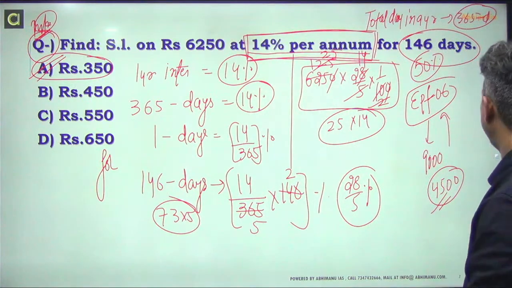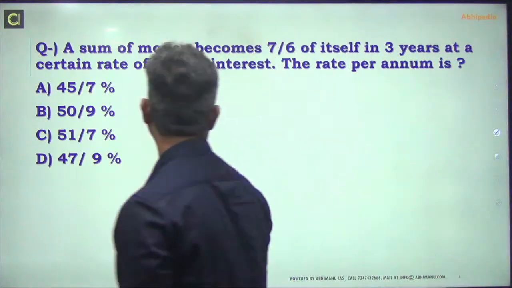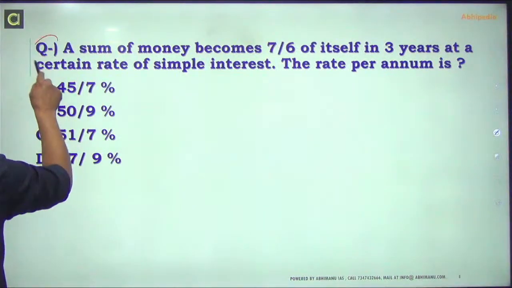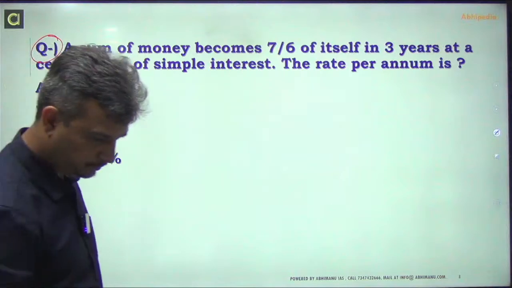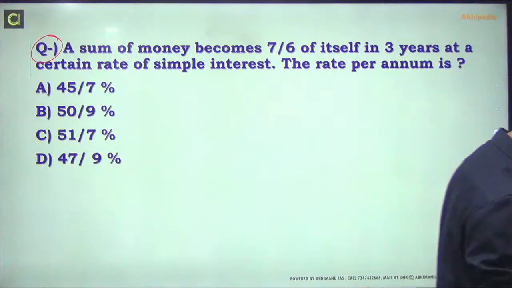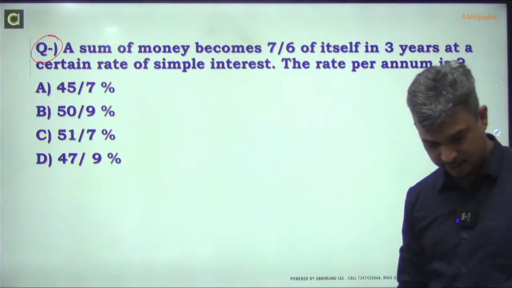Let us move on to the next question. A sum of money becomes 7 by 6 of itself in 3 years at a certain rate of simple interest. The rate of interest per annum is... It means we have to find out the value of rate of interest per year. Tell me the answer.